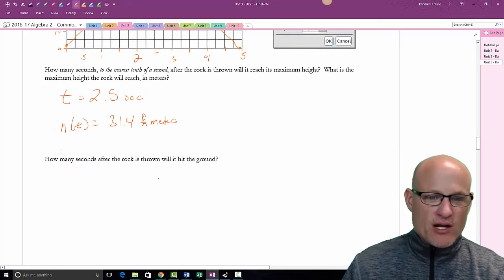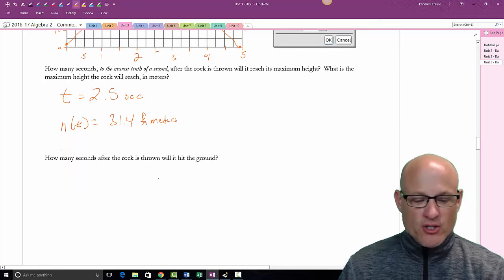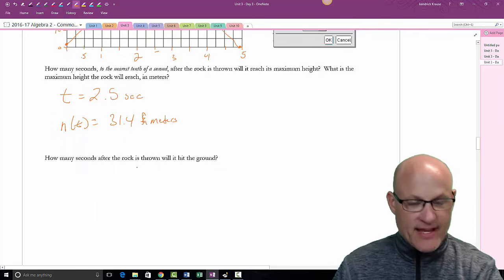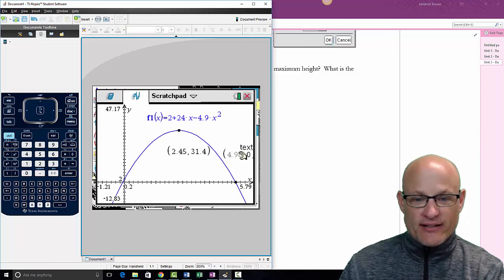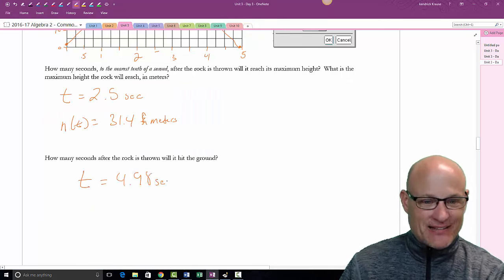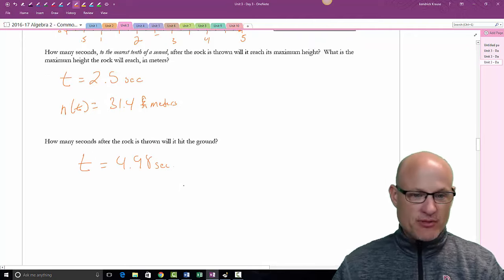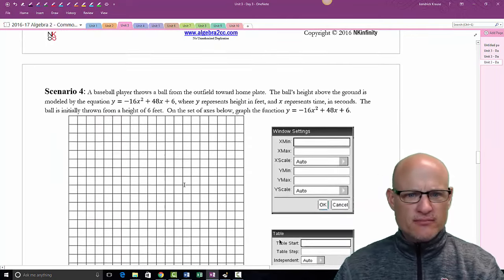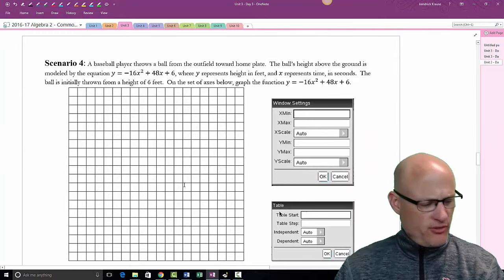How many seconds after the rock is thrown will it hit the ground? So remember, we want to find that 0. We just did that. It was at 4.98 seconds. And it doesn't say round, so we're going to say at t equals 4.98 seconds. Is that it? We're done with that problem. Woohoo! Oh, no. Wait. Didn't we just do this problem?